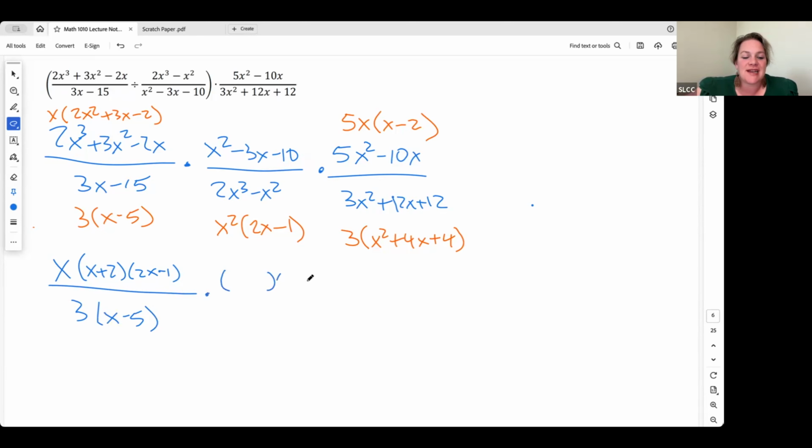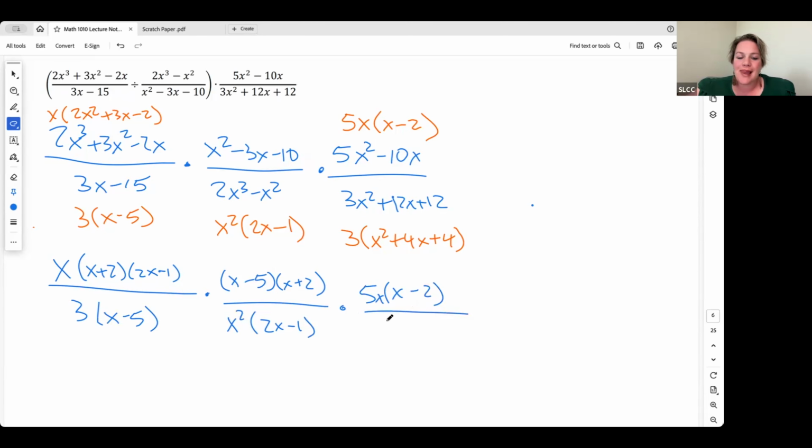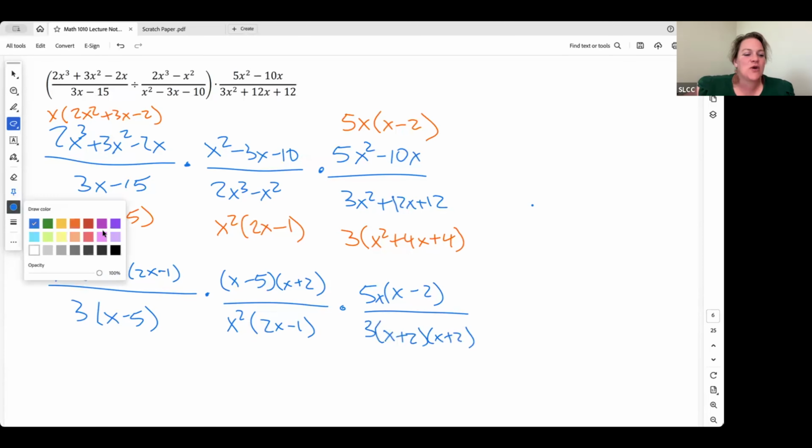Two numbers that multiply to give you negative 10 and add to give you negative 3. So x minus 5, x plus 2. The denominator is x squared and 2x minus 1. And then nothing to factor. So 5x, x minus 2 in that other numerator. And let's see if we can factor this denominator. Two numbers that multiply to give you 4 and add to give you 4. So x plus 2 times x plus 2. Now that we have all those pieces clearly factored, we can go through and divide.